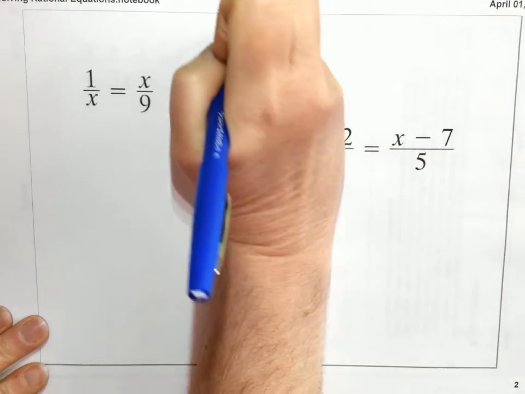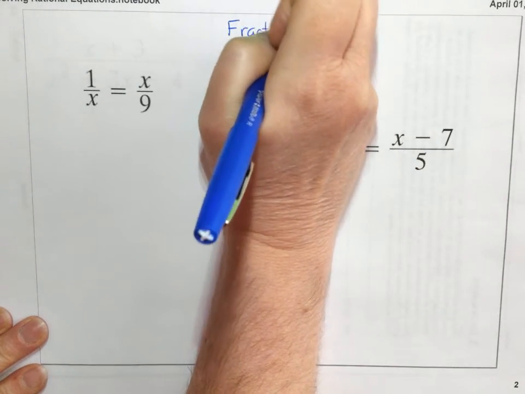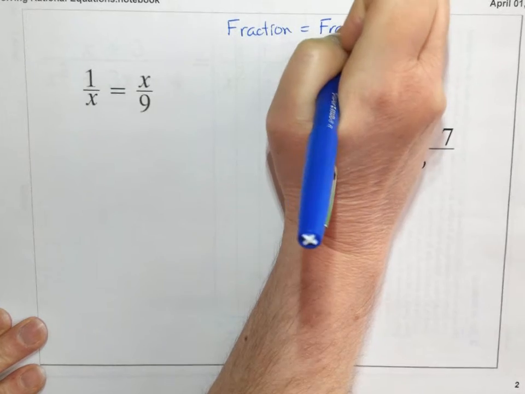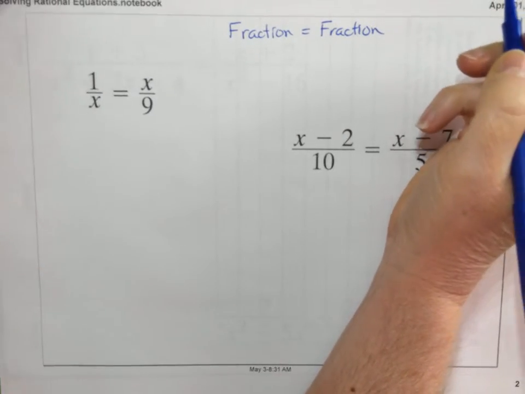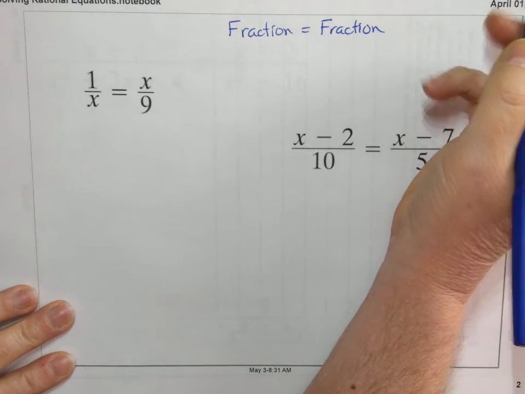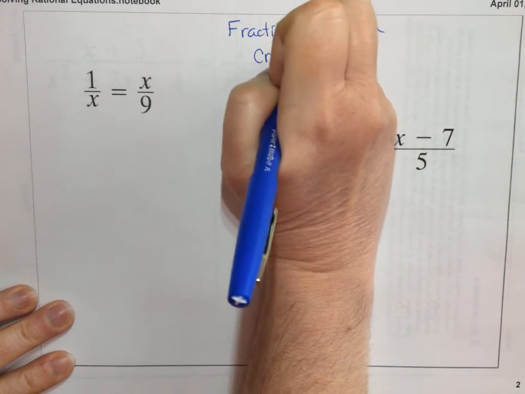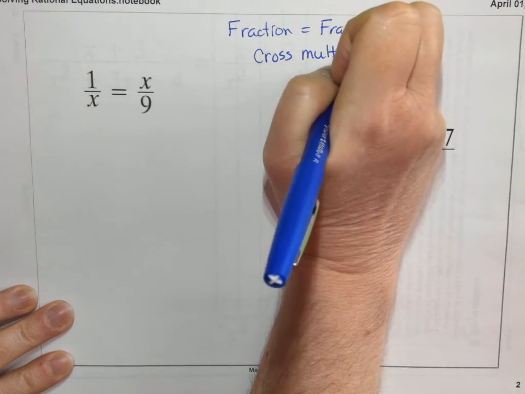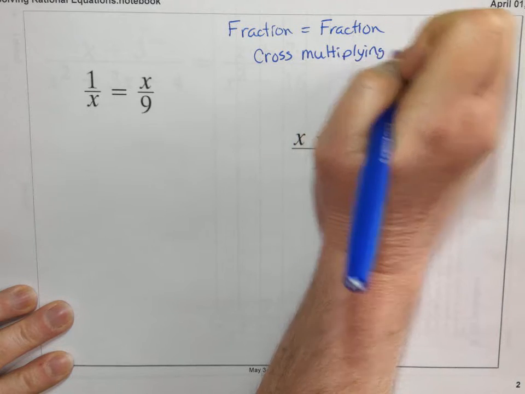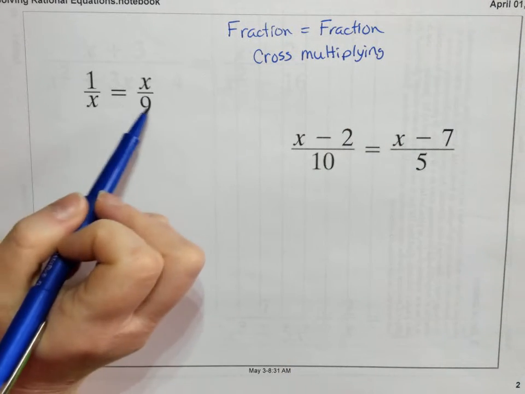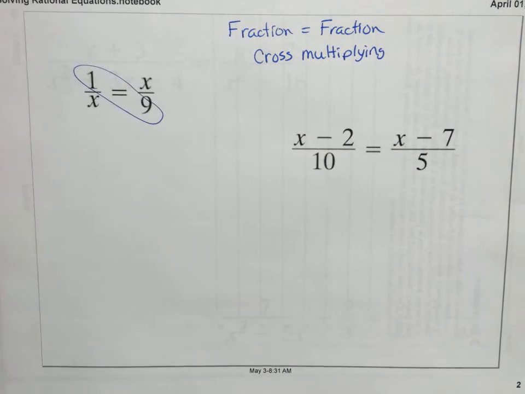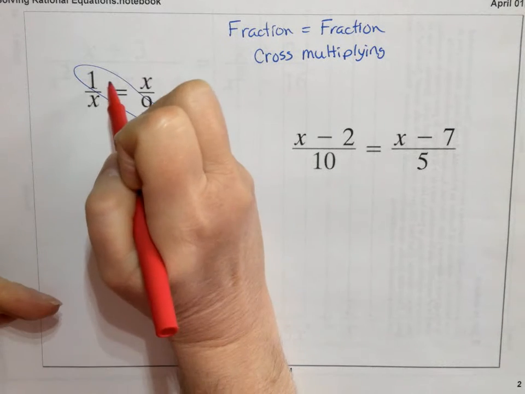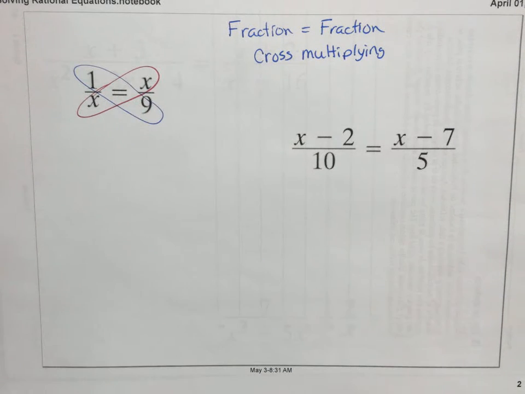So when we have a fraction equal to a fraction, we use the process called cross multiplying, which means we're going to multiply these two numbers together, and we're going to multiply these two numbers together, and they're going to be set equal to each other.